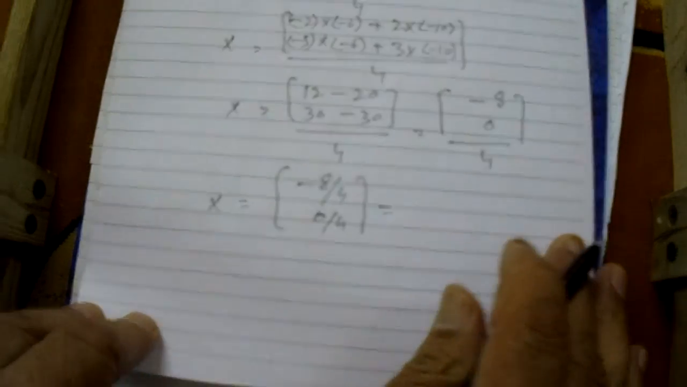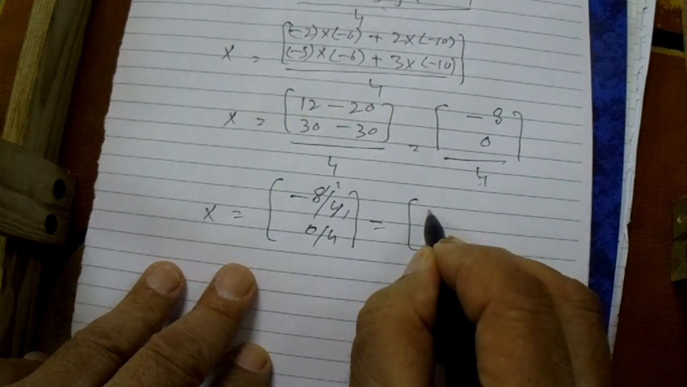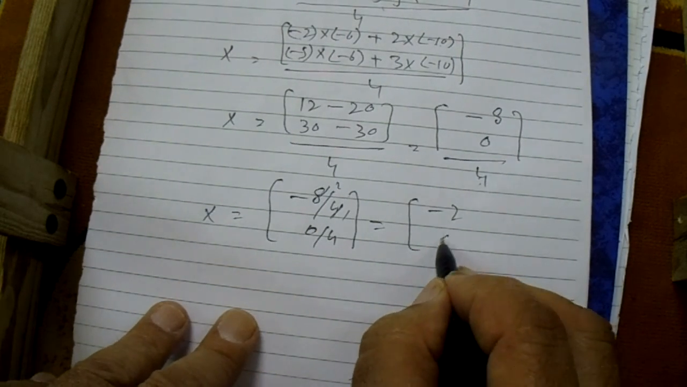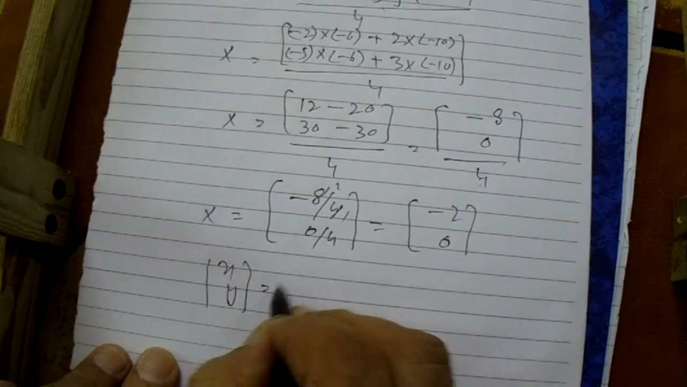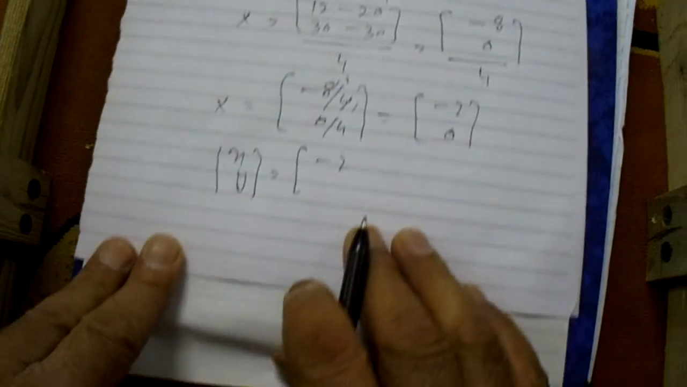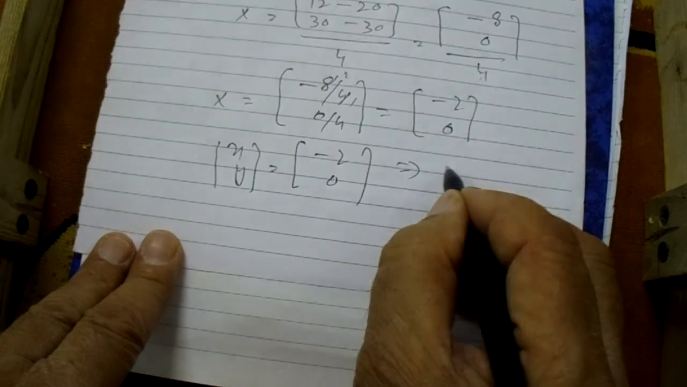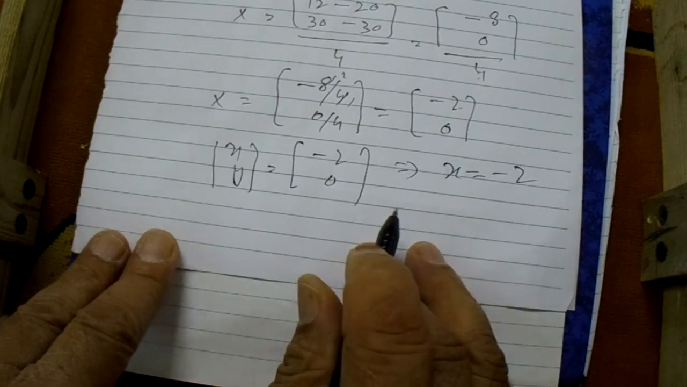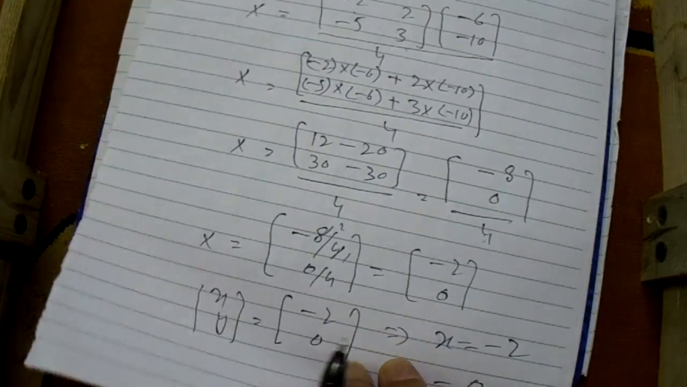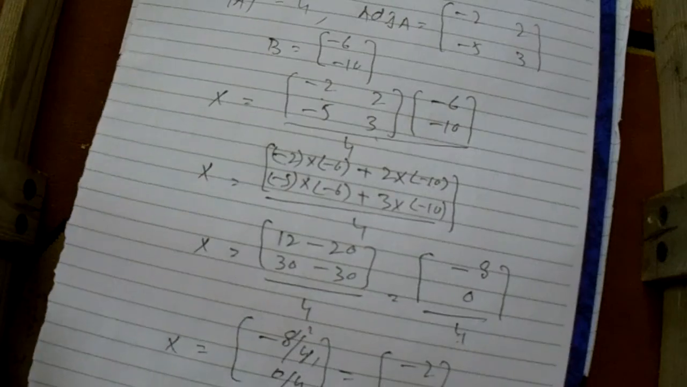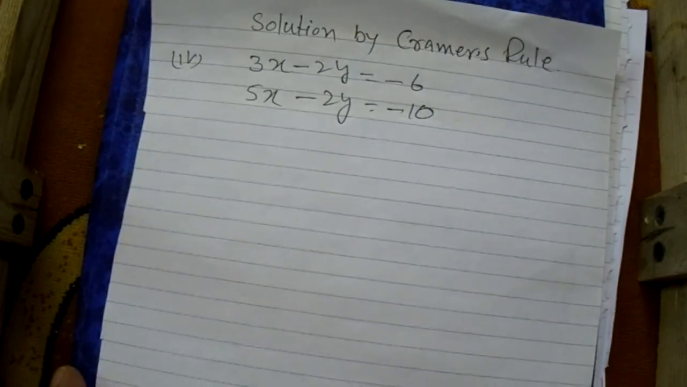Now 4 twos are 8, so we have minus 2. And 0 over any number is 0. It means x, y is equal to minus 2, 0. Here x is equal to minus 2 and y is equal to 0. Now this is the solution by the inversion method. Now we solve these equations by Cramer's rule.